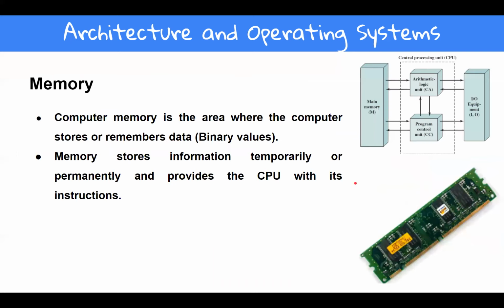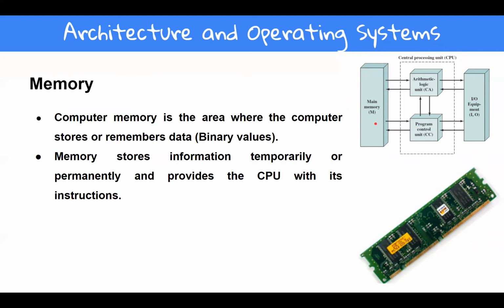So this is what we discussed last week, and now we want to discuss the last module left in the computer structure at the top level, which is the main memory. I'm sure you know about the main memory. Everyone knows what it is, but I have two definitions for it. Computer memory is the area where the computer stores or remembers data. And the other one: memory stores information temporarily or permanently and provides the CPU with its instructions.